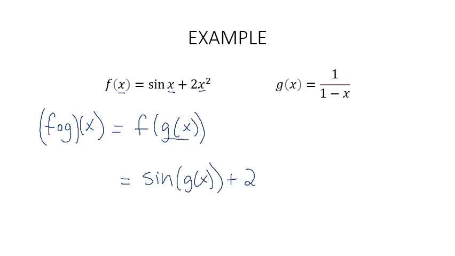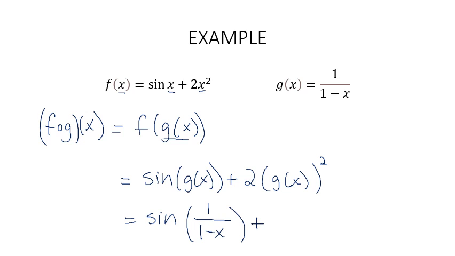Plus 2 times all of g of x squared. You probably won't use this extra step for very long, but it can be really helpful when you're getting started. So g of x we will replace with the definition for g of x, 1 over 1 minus x, plus 2 times g of x is 1 over 1 minus x, all squared. So that's what this notation means.